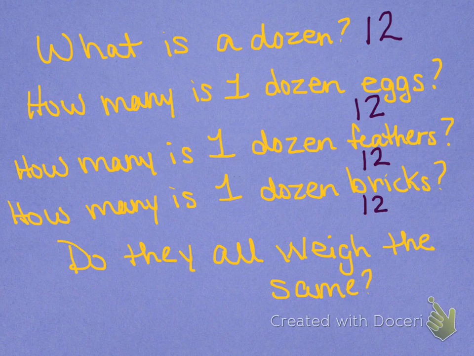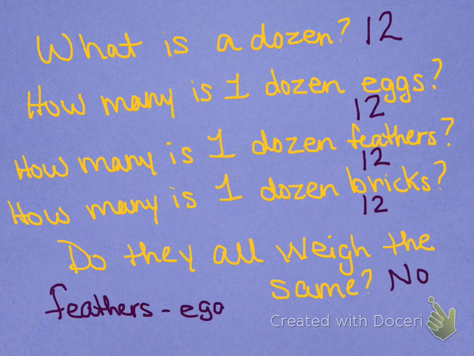Now here's the other thing I want you to think about, just kind of stretch your mind a little bit before we get into this whole concept of the mole. If I had a dozen eggs, a dozen feathers, and a dozen bricks, would they all have the same weight? Hopefully, you said no, they wouldn't. Feathers would be much lighter than eggs, and eggs would be lighter than bricks. So each one of those things would have their own specific mass if I were to weigh them.